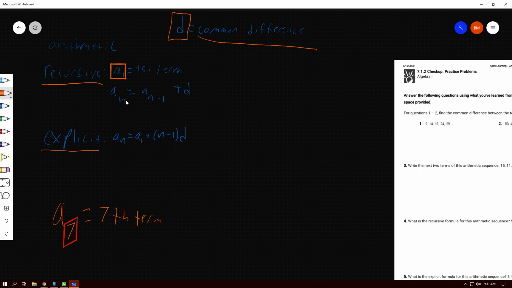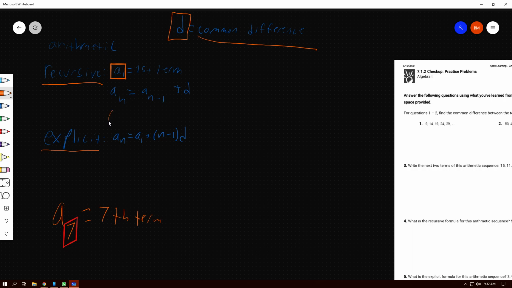Now the recursive formula. The recursive formula will tell you the next term. So you're given a single term, and the recursive formula tells you the next term. The explicit formula can tell you any term. So in the recursive formula, a subscript n represents the nth term. If I want the seventh term, that'd be a subscript 7. If I don't know which term, I just want to find a term, it's a subscript n. And then a subscript n minus 1.